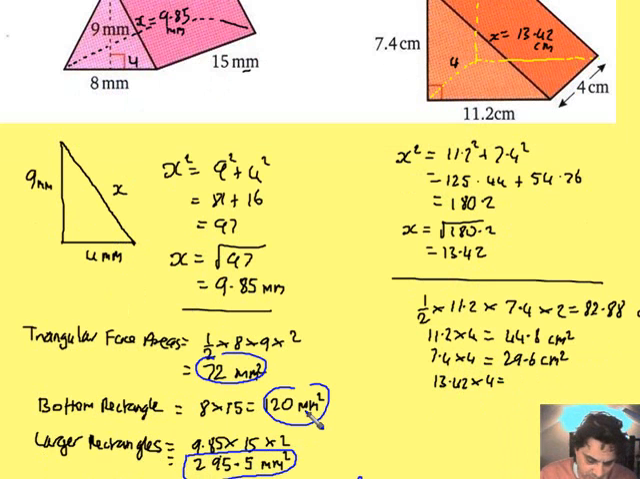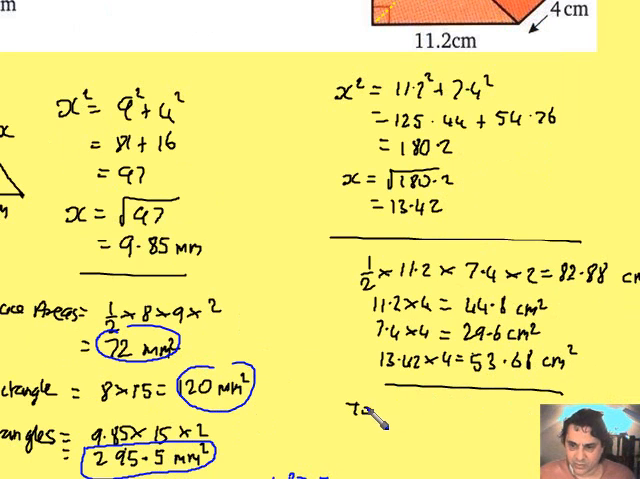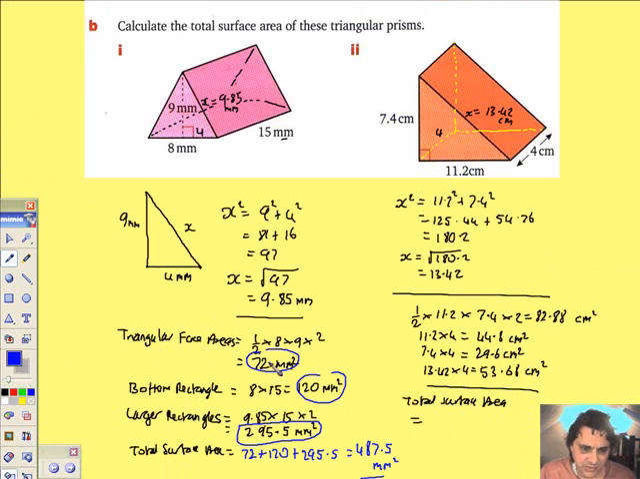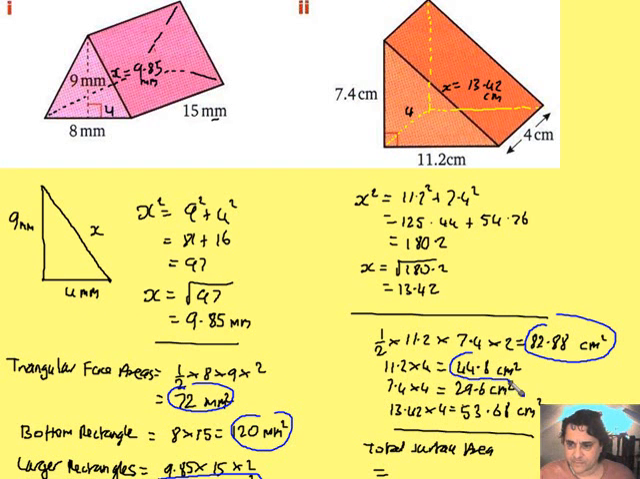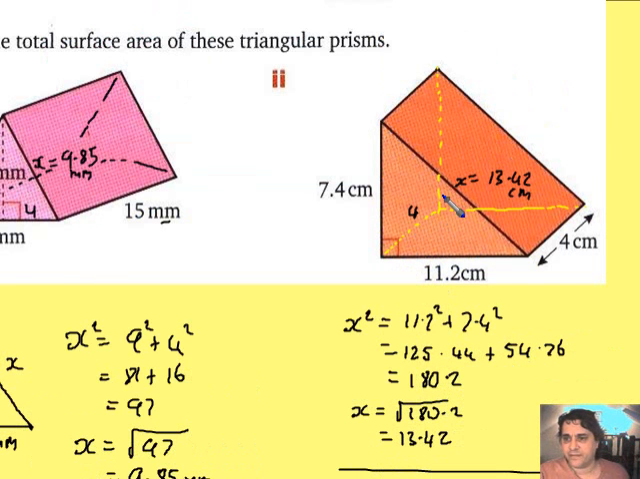So 13.42 times 4, bam, I've got 53.68 centimeters squared. So now I'm going to call it total surface area. I'm just going to highlight it. I don't think I've got a lot of space to write out the three or four numbers though. So I've got my triangles, I've got my three rectangles, and they're all different of course: 11.2 by 4, 7.4 by 4, and this 13.42 by 4.